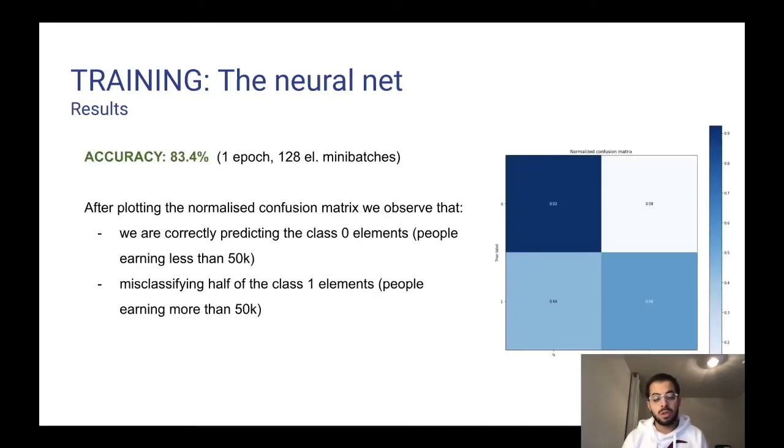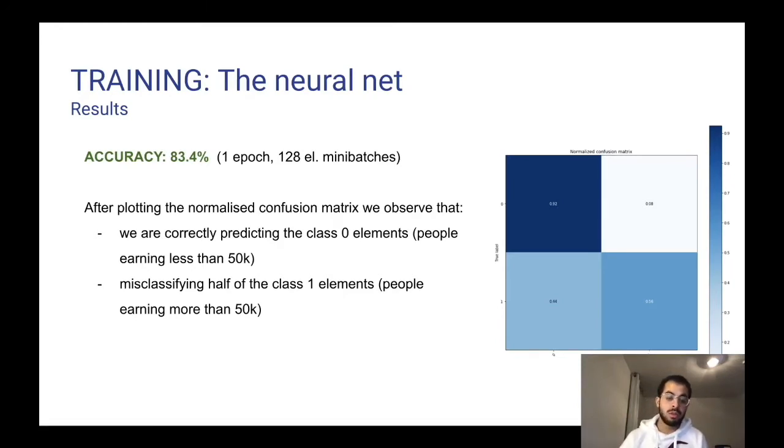So for the results, we end up with an 83% accuracy with one epoch. But after taking a look at the normalized confusion matrix, we see that 92% of the elements of class 0 are correctly classified. But we misclassify half of the elements of class 1.